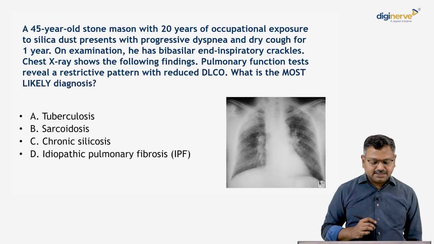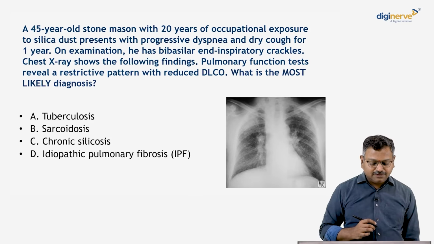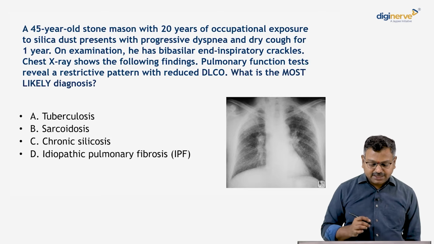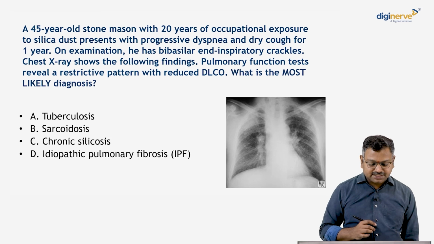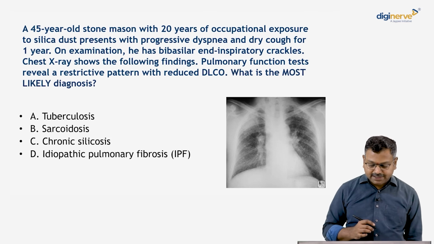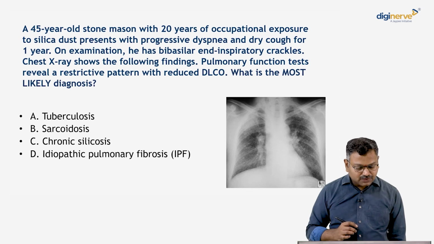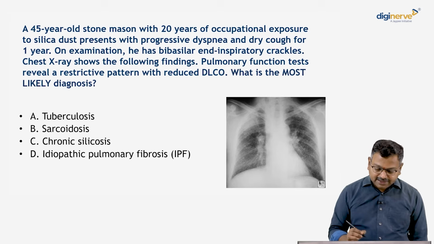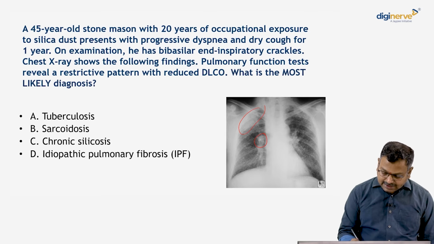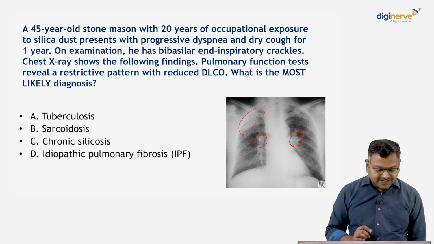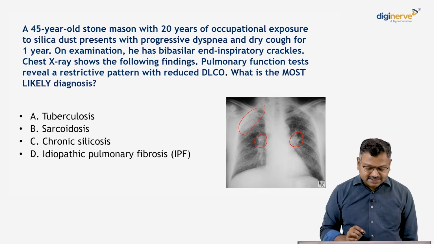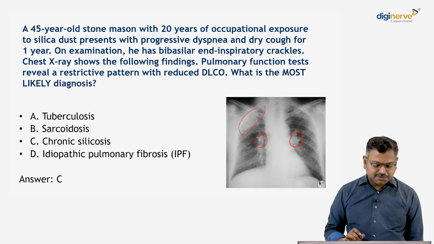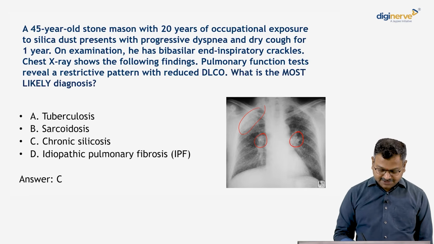45-year-old stonemason worker, progressive dyspnea, dry cough, bibasal inspiratory crackles. Chest X-ray is shown here. PFT is showing a reduced DLCO with the restrictive pattern. What is the diagnosis? So is it tuberculosis, is it sarcoidosis, silicosis or IPF? So here you find that there are nodular shadows, pleural plaques, lymph nodes with the calcifications. So these are all characteristic features of chronic silicosis that you would see. So this patient has silicosis as a manifestation.